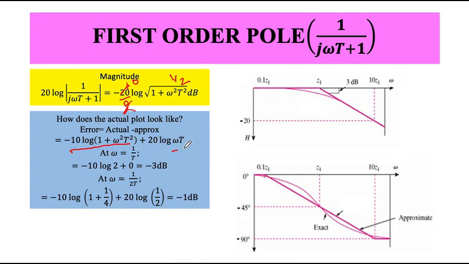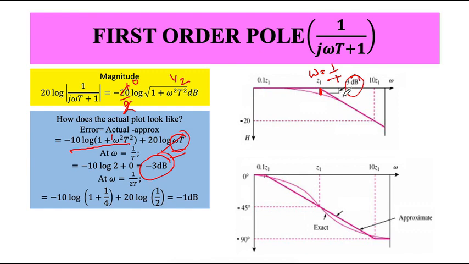20 log omega t, right? So what happens at 1 by t? I will put the value of 1 by t in this error, actual and approximate both. So I will get minus 20 times this becomes 1, so it's 2 log 2, plus this becomes 0 because log of 1 is 0. So my magnitude at omega 1 by t is minus 3 dB. So at omega 1 by t, the difference between actual and approximation is 3 dB.